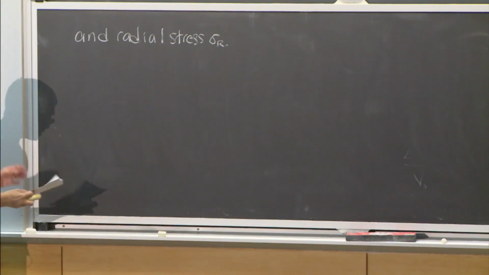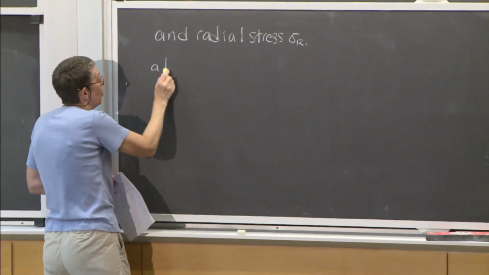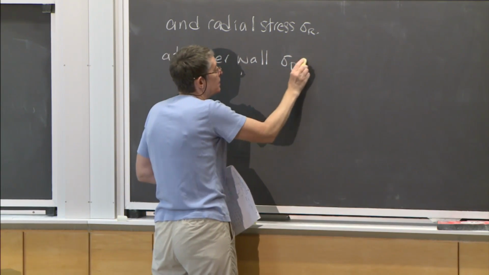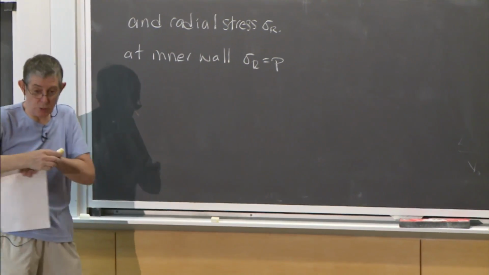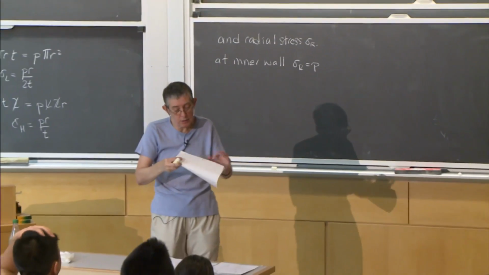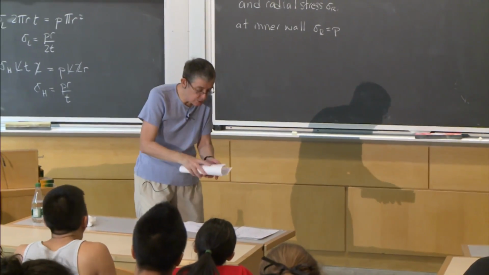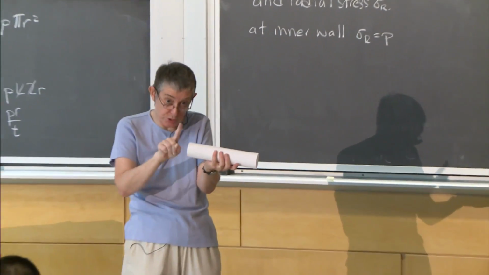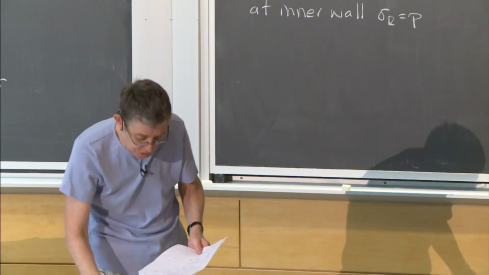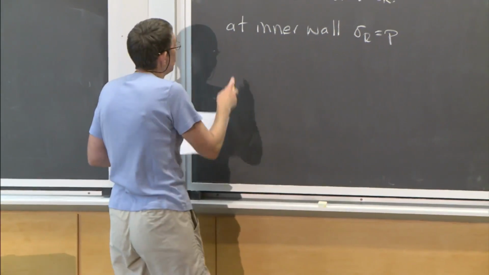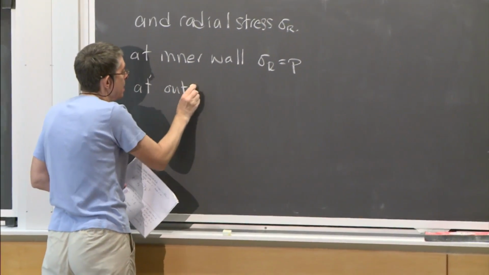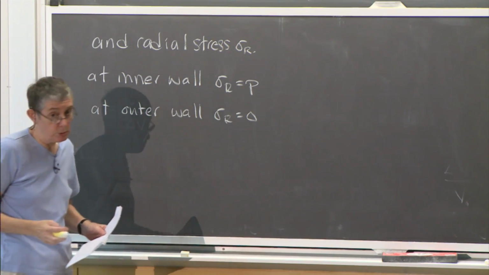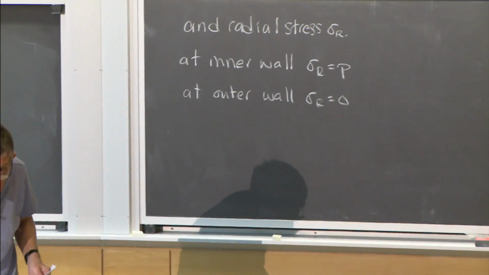Okay, so there's a radial stress sigma r, and at the inner wall, sigma r is just going to be equal to p. So think of my cylinder here. The radial stress is going like this, and the pressure is also going like that. So at the inside wall, the radial stress just is the pressure. And at the outer wall, the radial stress is just 0. Okay, so it just dies out to 0.